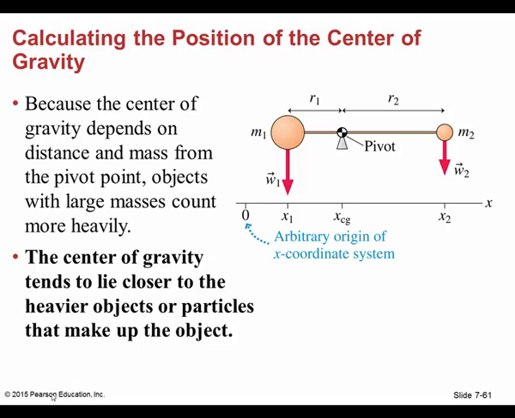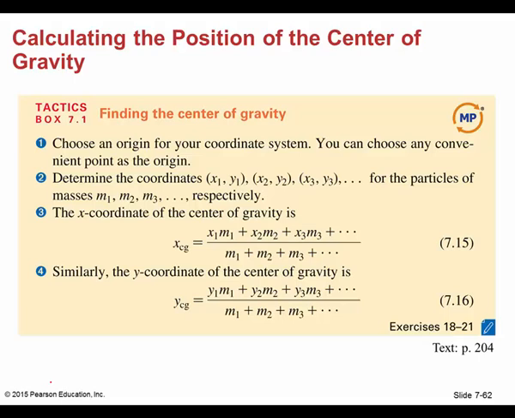All right, so since the center of gravity depends on the distance from the mass, objects with large masses, as I said earlier, will count more heavily. That is why it tends to be closer to heavier objects. I've already said that. Now, again, what if I had several different objects?